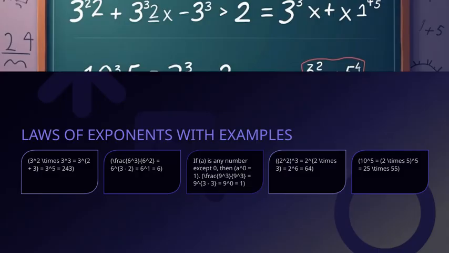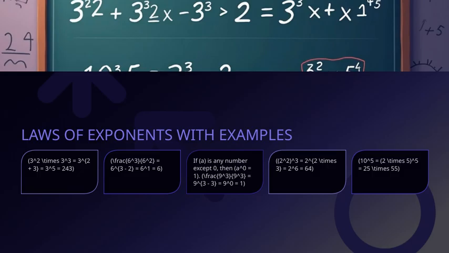Let's take a look at some key laws of exponents with examples to see how they work in practice. First, consider the rule that when we multiply 2 powers with the same base, we add their exponents. So, 3 squared times 3 cubed equals 3 to the power of 2 plus 3, which is 3 to the 5th power, and that equals 243.